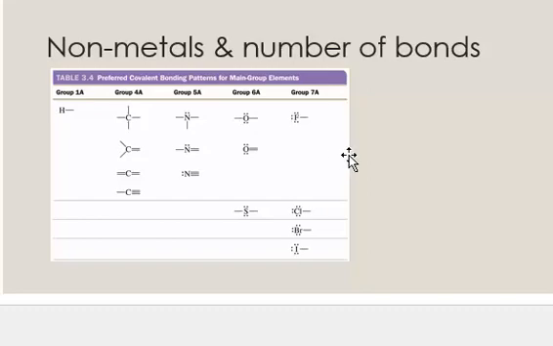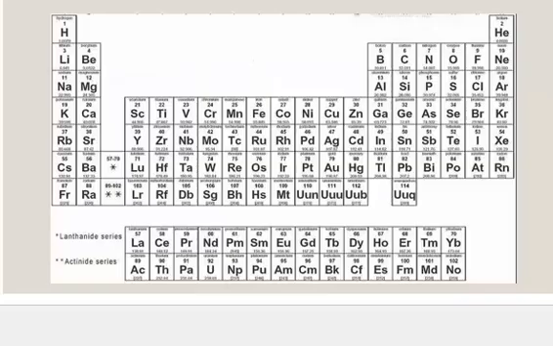Pause the video and draw the Lewis dot structures for ammonia and methane by drawing the Lewis dot structures of the atoms first.